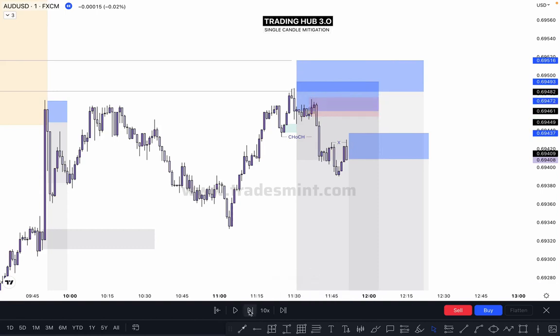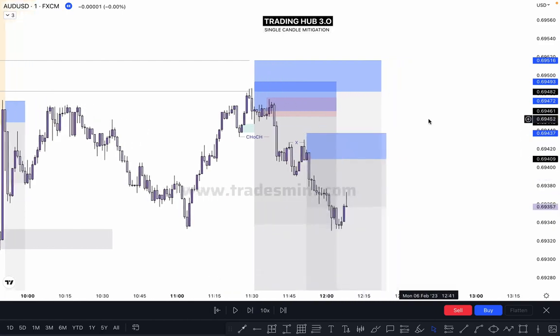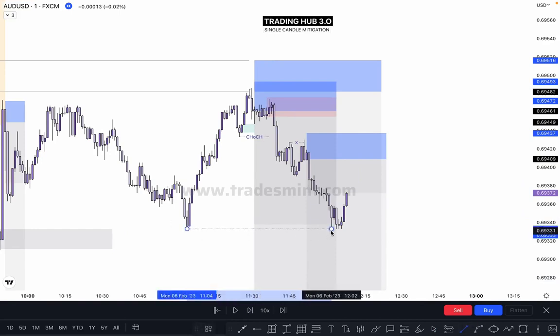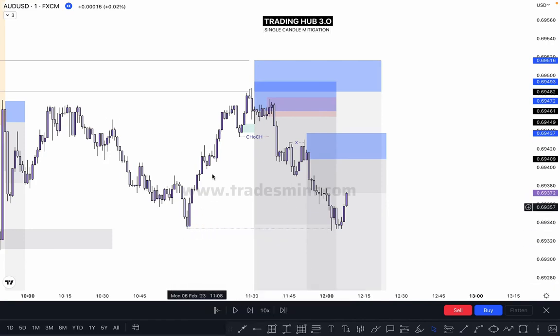So let's see what happened next after this one. The market is trying to push downside. All right, and one more thing I want to mention here. If the market breaks the previous low, which is here, right, then you don't need to add any single candle mitigation entry here. Why? Because the market has taken out the major low, which is here, right? And you have to put your stop loss on the break even point.